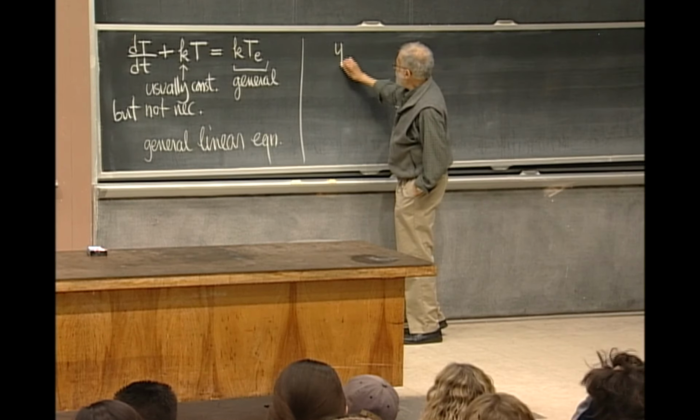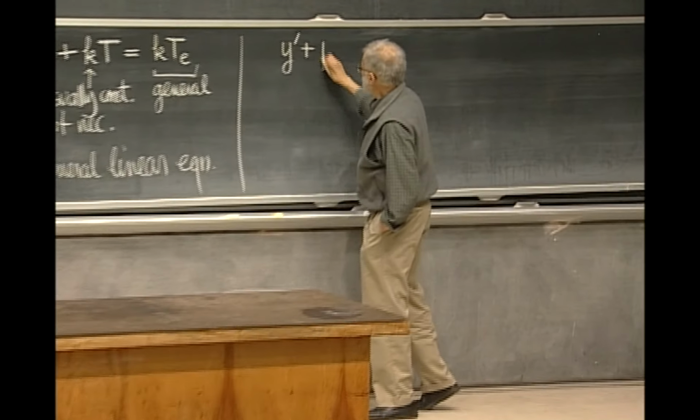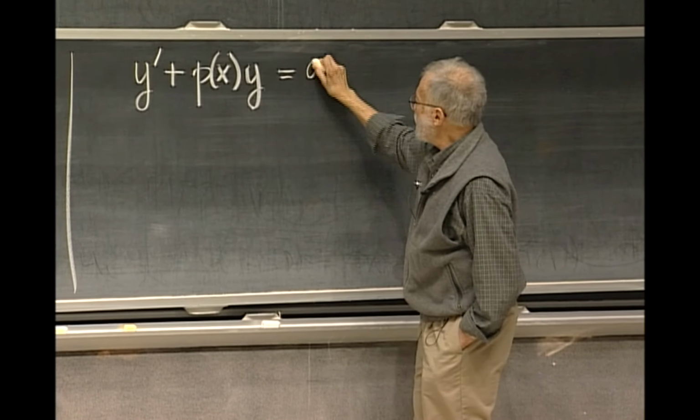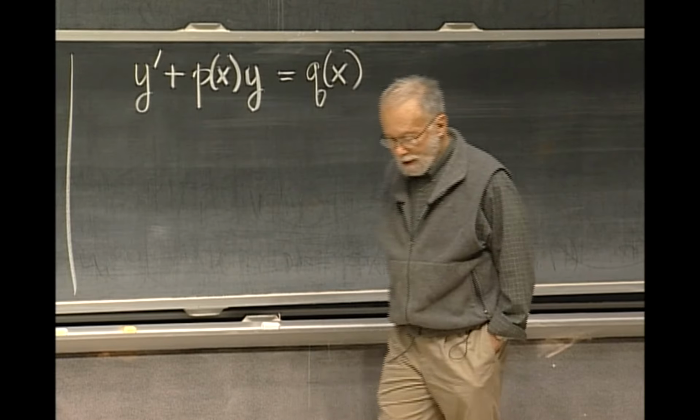So let's take our equation in the form y prime plus p of x y, the general form, using the old variables, equals q of x. Solve me.